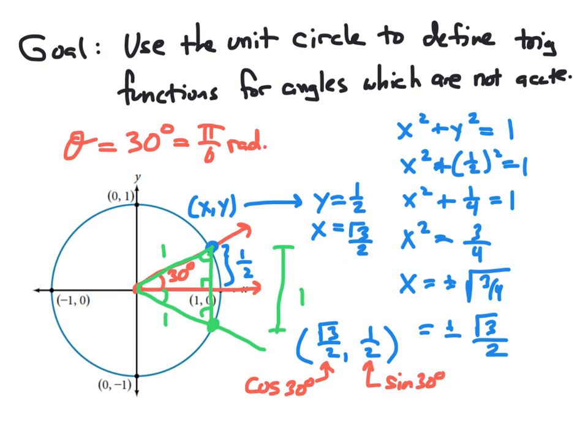And you might think that this is sort of a fluke that happens with this particular angle, but if you did a similar analysis for a 60-degree angle or a 45-degree angle, you would see that the point where the terminal side intersects the unit circle gives us the same thing. The first coordinate would be the cosine of the angle, and the second coordinate will give us the sine of the angle.